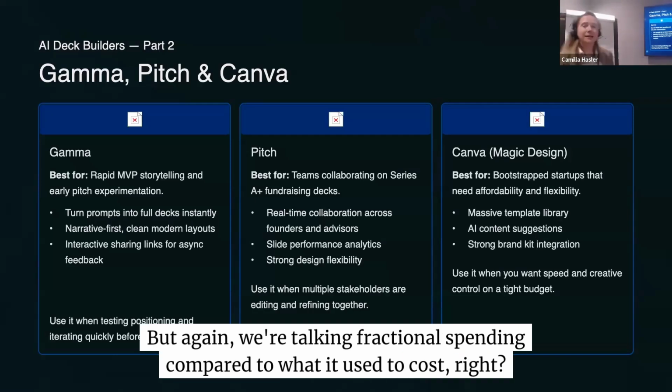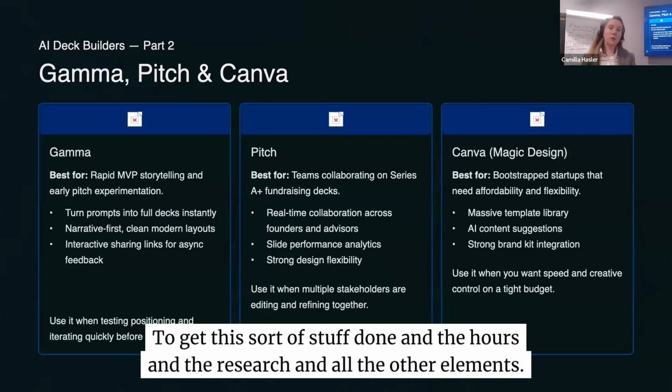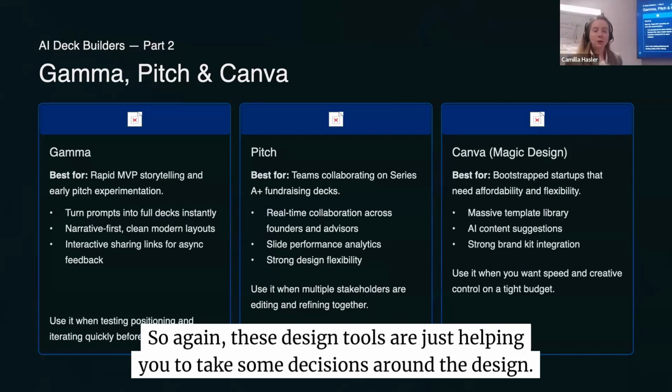right? But again, we're talking fractional spending compared to what it used to cost to get this sort of stuff done, and the hours and the research and all the other elements. So again, these design tools are just helping you to take some decisions around the design.